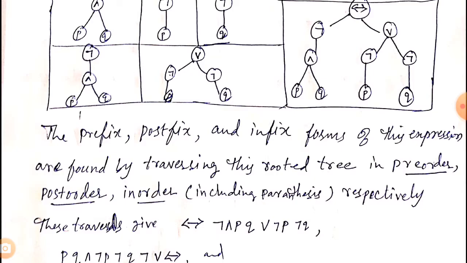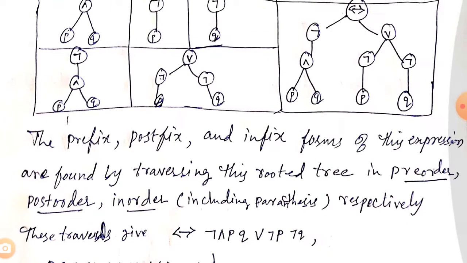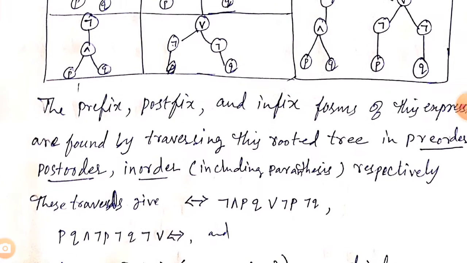First of all, you can see pre-order. Pre-order means you have to visit the root first, then from left to right you have to visit the subtrees. Then you can observe directly from the tree, root is first. The main root is if and only if, then negation, then and, then P Q, next R, next negation P, next negation Q. Like that you have to visit; that is pre-order.